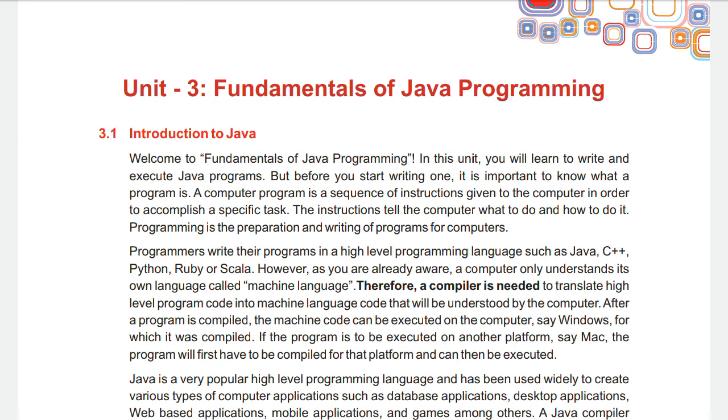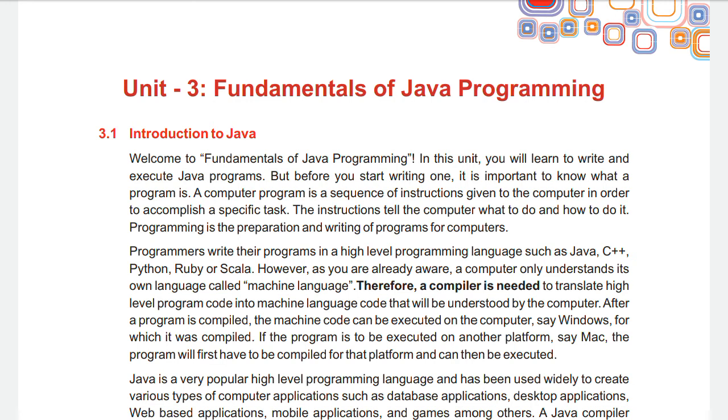In the same way, in a computer system, when we write code in any programming language, we have an interpreter or a compiler. It translates that high level language code into machine level language, which is understood by the computer system. And after that, we get the output. So after a program is compiled, the machine code can be executed on the computer, say Windows, for which it was compiled.